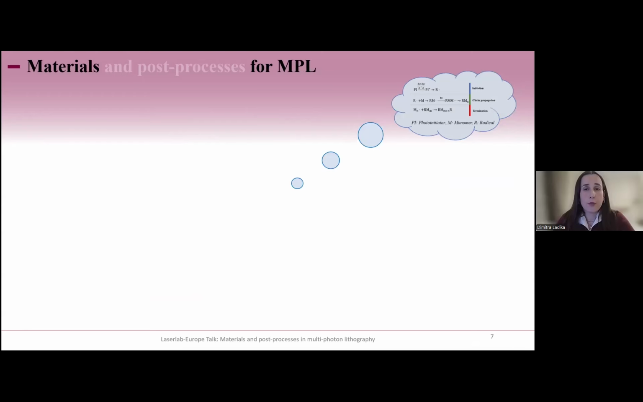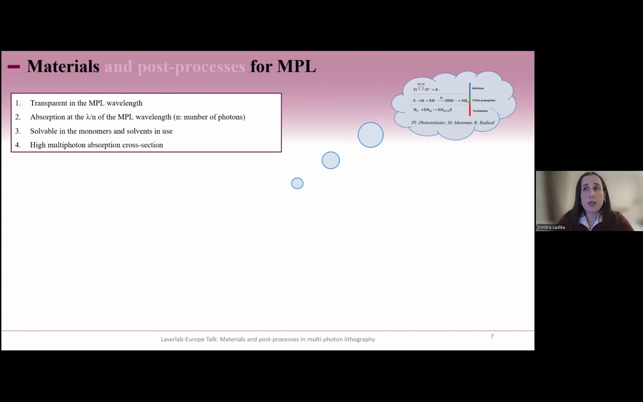So, starting with the presentation, just a reminder that the most important parts of the MPL materials are the photoresist and the photoinitiators, and both of them should hold the same properties: to be transparent at the wavelength that MPL is employed, to meet their absorption according to this relation here, regarding the PIs, to be soluble in the monomers and materials that we are using, and of course to have high multi-photon absorption cross sections.